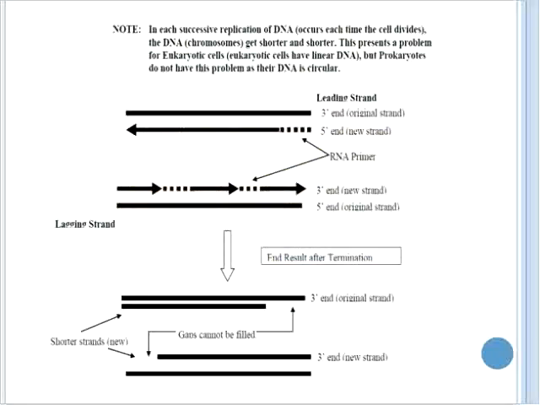Now, in each successive replication of DNA, every time the cell divides, the DNA and chromosomes will get shorter and shorter. This presents a problem for eukaryotic cells because our DNA is linear. Prokaryotes avoid this problem as their DNA is circular. As you can see, the leading strand, the 5' end, gets a little shorter as a result of the removal of the RNA primer. The lagging strand has the same sequence. So at the end result, after termination, both the new strands will indeed be shorter than the original.